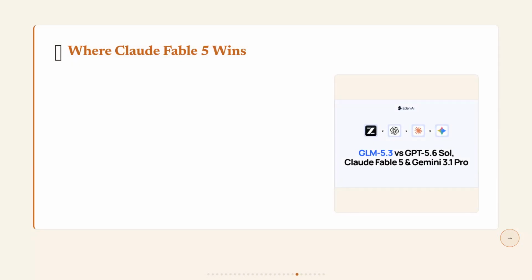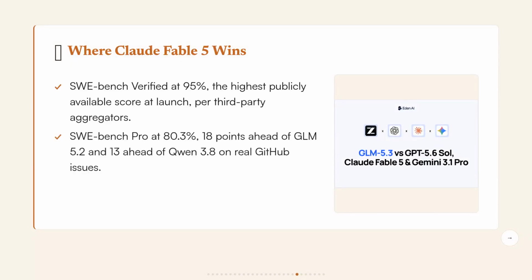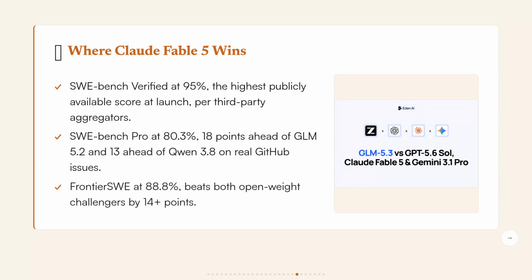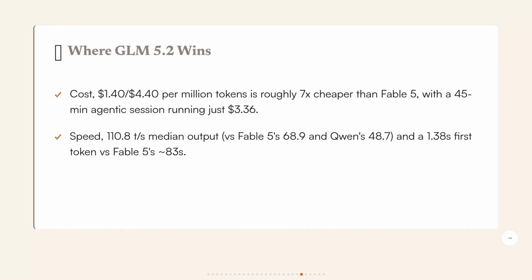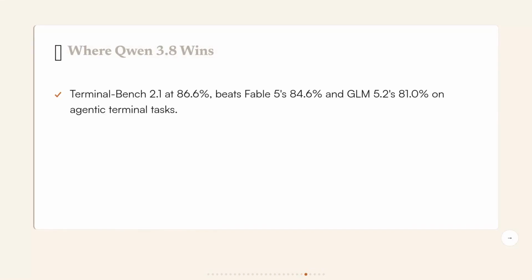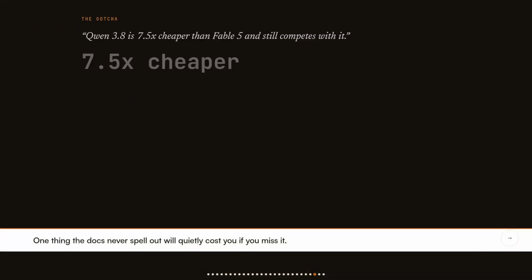Here is where Claude Fable 5 clearly pulls ahead of the field. Here is where GLM 5.2 clearly pulls ahead of the field. Here is where Qwen 3.8 clearly pulls ahead of the field. Pick the one whose single biggest strength matches the job in front of you today. One thing the docs never spell out will quietly cost you if you miss it.